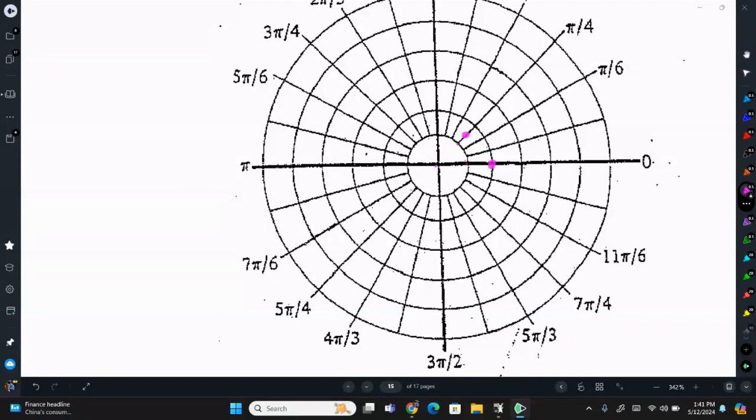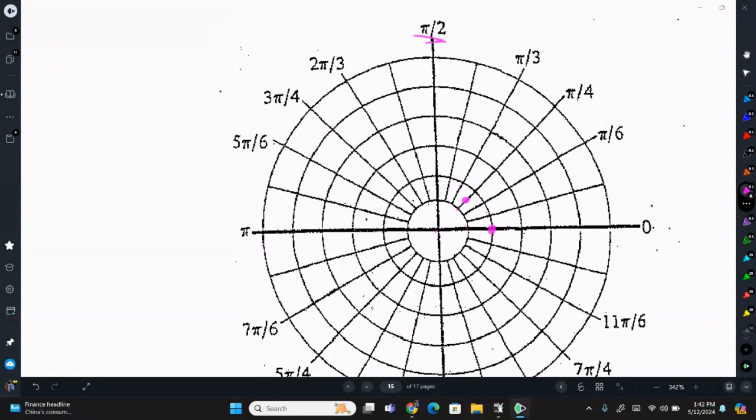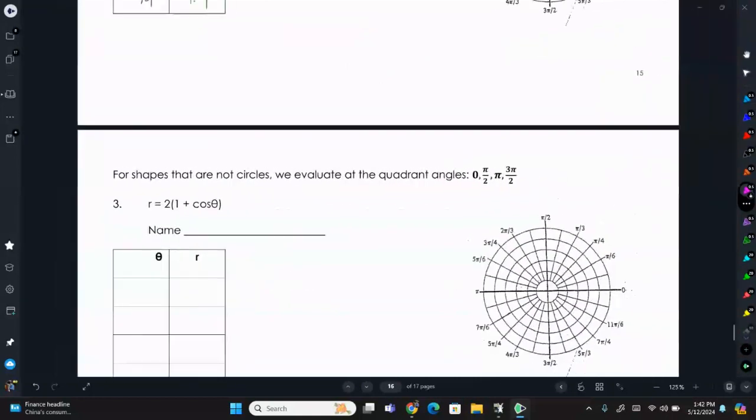When theta was pi over 2, so going this way up towards there, we're at 0 units. And at 3 pi over 4, we got a negative r value, so instead of going out this way 1.4, we're going to go backwards 1.4. So it'll be right there, and this is what our circle would look like. Now let's look at the next page.